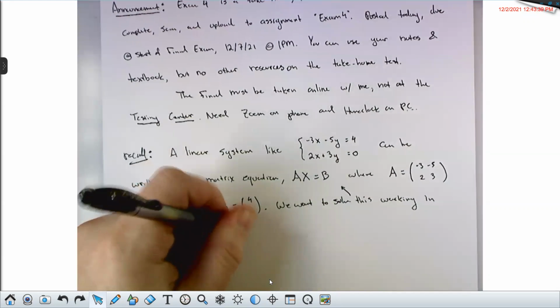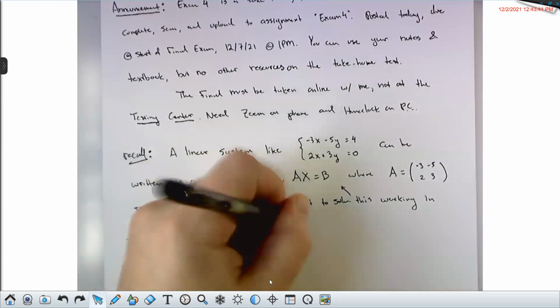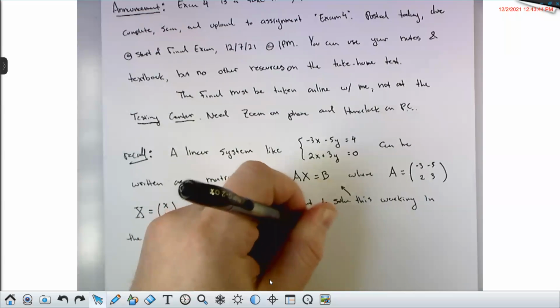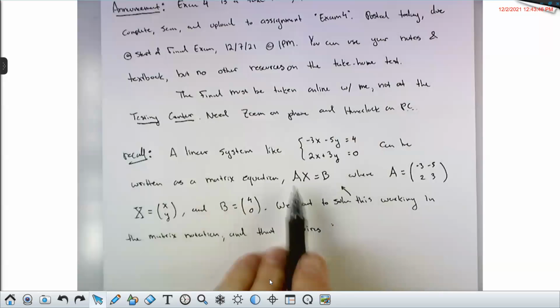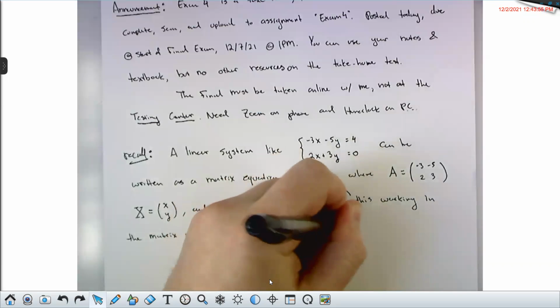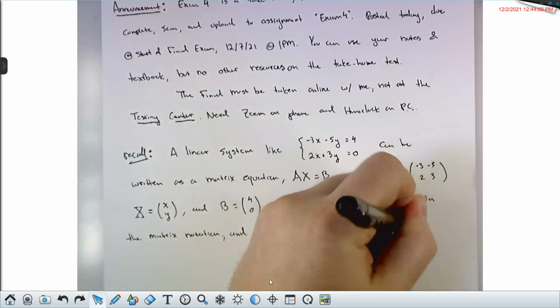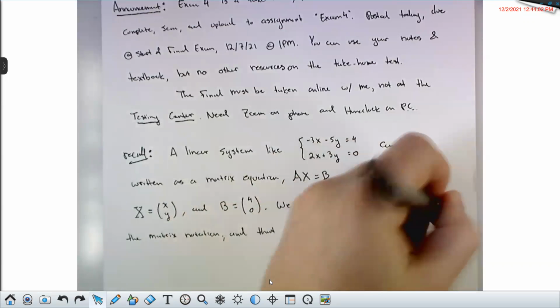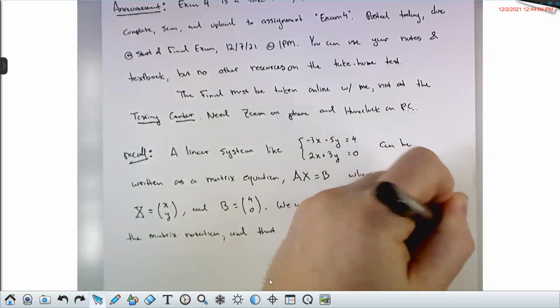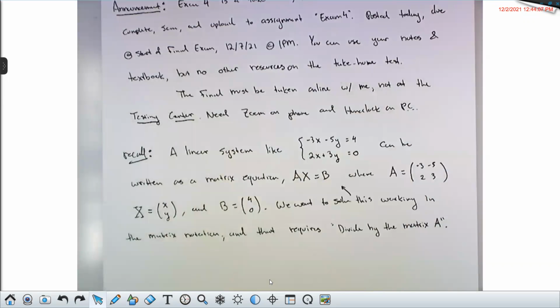And that would require doing something like dividing both sides by A, right? If I want to get X alone, right now X is being multiplied by A, so I'd want to divide by the matrix A, whatever that might mean. I'm putting it in quotes because we have not defined division for matrices.